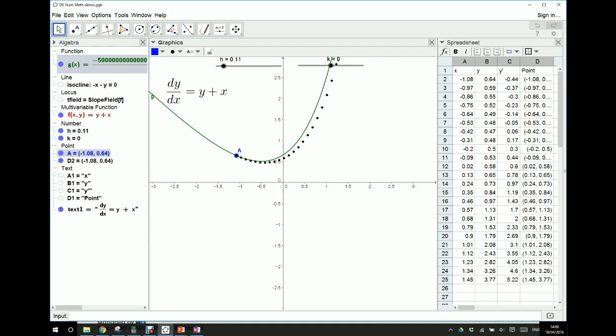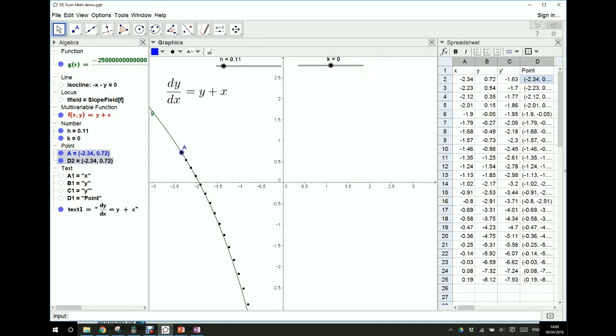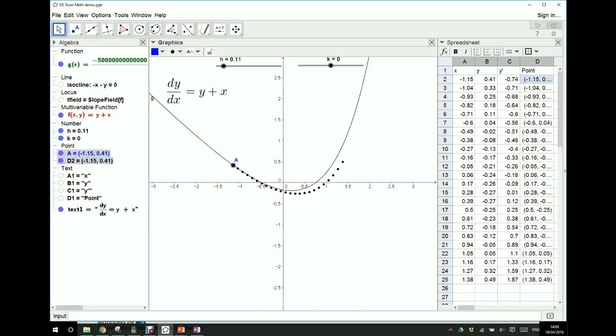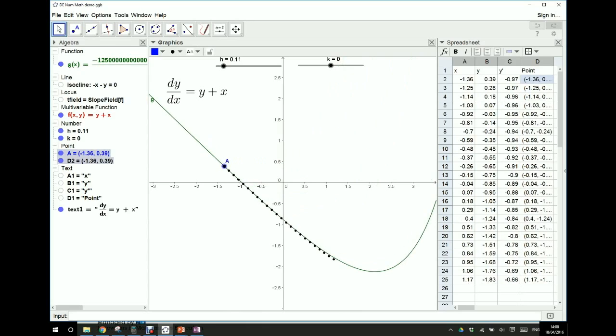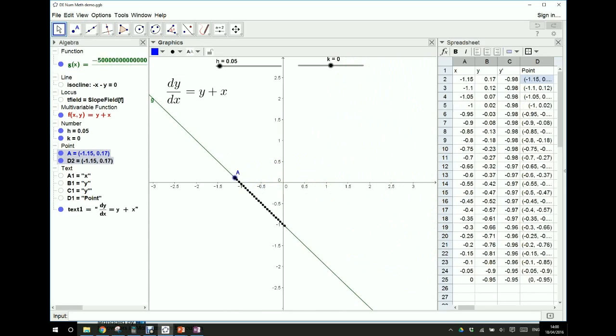And if I stop this making a mess on the screen, you can see that it does track the solution pretty well, and I'm getting a list of points which follows the solution curve wherever I start, which is pretty neat. And if h is tiny, I don't get very far, but you can see this is really quite good at tracking the solution curve.